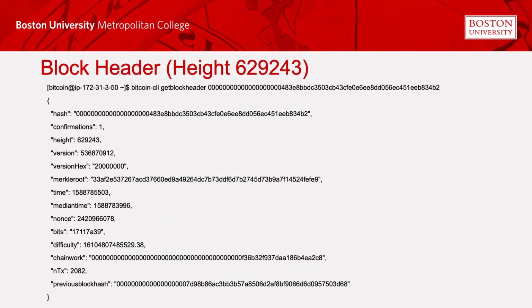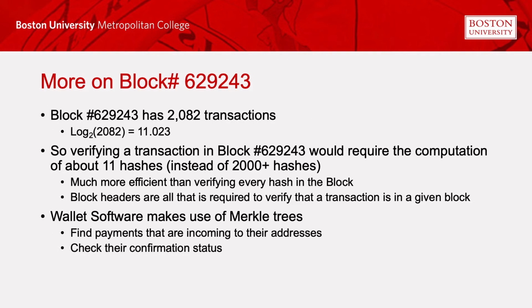But where it gets interesting is, if you remember our block header from block 629243, that had 2,082 transactions in it. Given this property of logarithms, all we have to do is compute 11 hashes, not 2,082, to verify that we have a given transaction in that tree. And we know what block it's in, so we can tell how many blocks have been mined. So by using the Merkle path to our transaction, we can use just 11 hashes and verify any of the 2,082 transactions are somewhere in that tree.